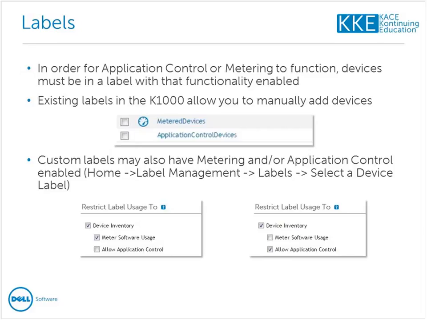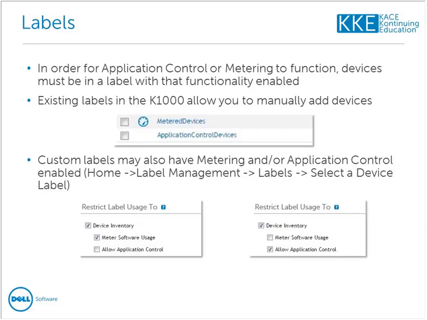Again, these are manual labels, so if you go into your inventory, you can checkbox a whole bunch of machines, go to the Choose Action drop-down, go to Apply Labels, and then you can add labels to machines that way. Okay? Now, if you want to use your own labels, you've created smart labels, and I have a smart label for machines that have the exact application that I am looking at metering.